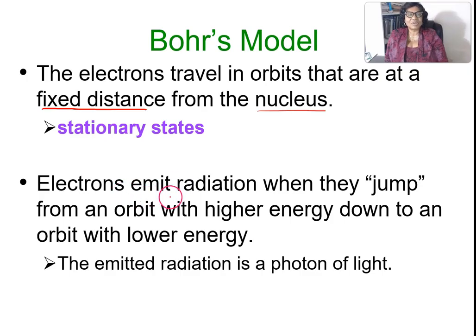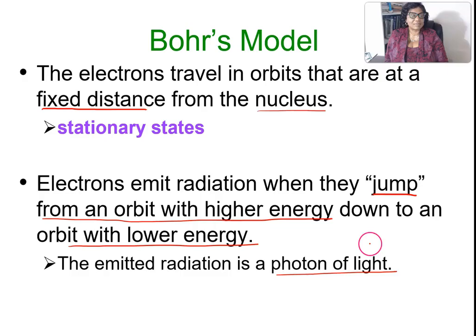So electrons emit radiation when they jump from an orbit with higher energy down to an orbit with lower energy. Take note, they are fixed positions. The emitted radiation is a photon of light.